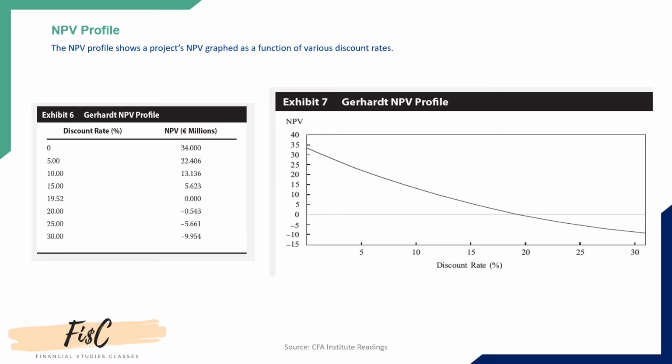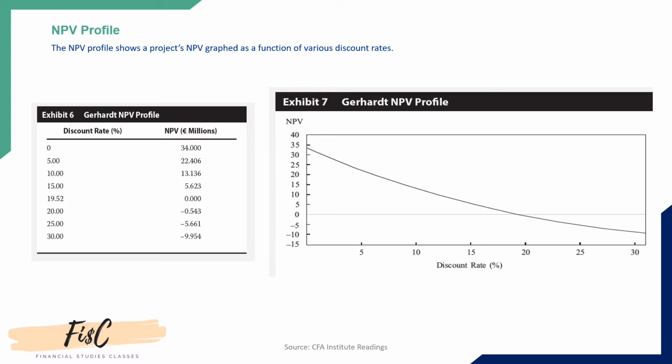NPV profile is basically a graphical representation of a project's NPV at different discount rates. As you can see in exhibit 6, there are multiple discount rates between 0 to 30% and there are different NPVs at these discount rates. You can see that in exhibit 7 there is a graphical representation of those same NPVs at different discount rates, and at 19.52% the NPV is reaching 0. That means 19.52% is the IRR of that project.